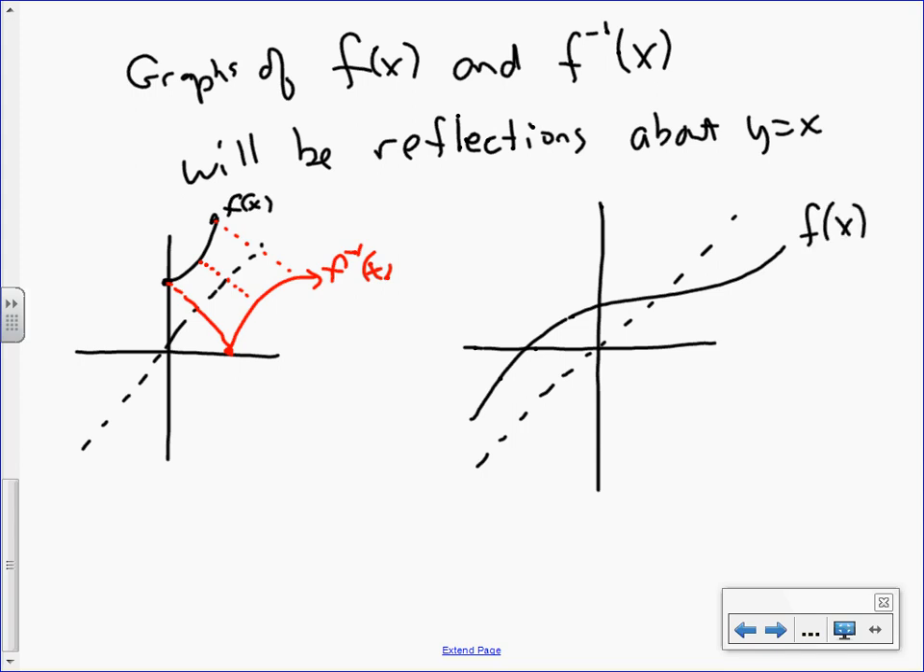Take a second to try to draw something that looks kind of like that. Give it a negative x-intercept and a positive y-intercept and have it cross through that line y equals x over here in the first quadrant. And then the trick is, can you visualize what the inverse of this function would look like?